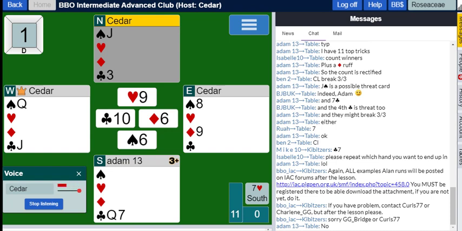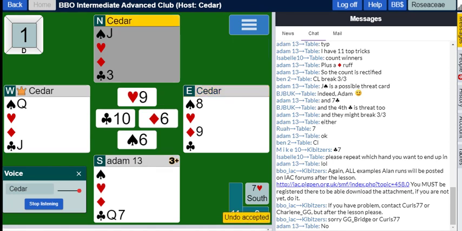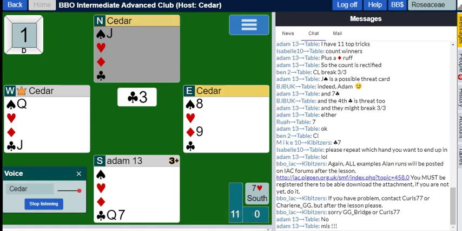So, okay, what did you do? Well, you're not going to cash the Jack of Spades, that's for sure, because it is not a winner. And you hope this is going to work. You are going to cash the Jack of Spades, even though it's not a winner. No, I don't think you should do that. A misclick, yeah, I've heard it all before.